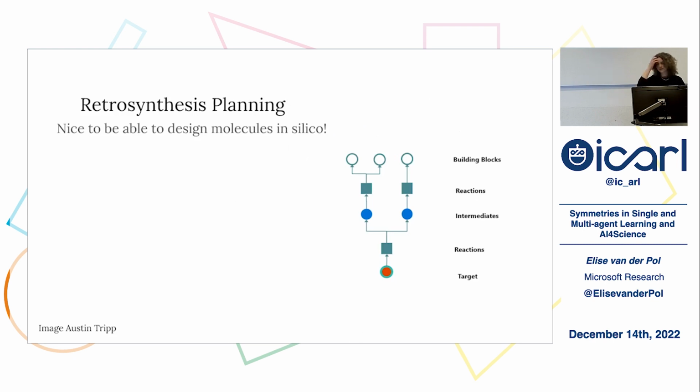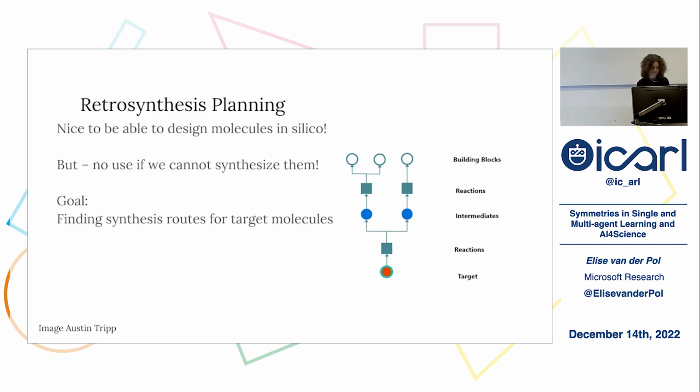Of course, it's very nice if you're able to design a molecule in silico. Maybe you're even quite sure that it's going to have some desirable properties, but there's absolutely no use to this if there's no route to synthesize this molecule, if there's no set of compounds that you can iteratively react with each other to actually get to this target. So that's where retrosynthesis planning comes in.